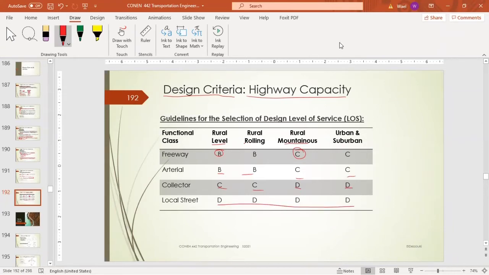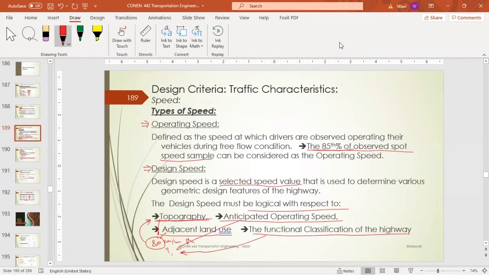So some of you might be wondering, why, doctor, are we allowing a design at D, or for example, for a collector to be designed at D or C? Why don't we design it for A level, for example? Okay, so to explain this to you, let's go back and see what we are designing for.